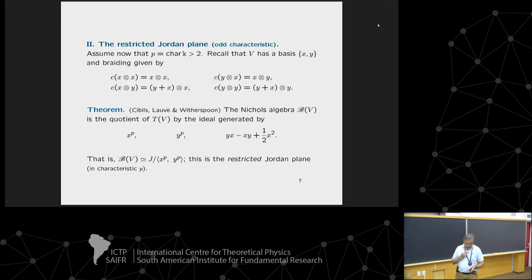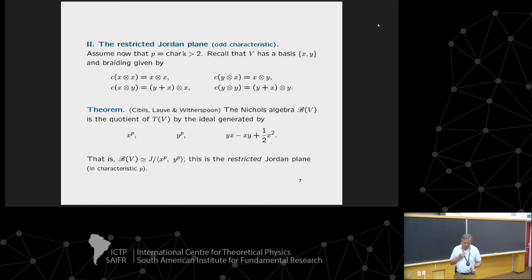So let us start with the Jordan plane in odd characteristic. So what I want to do is to define the Drinfeld double of the Jordan plane. So I start with the Drinfeld double of the restricted Jordan plane. What is the restricted Jordan plane? Assume that the characteristic of K, P, is odd. Recall that our V has a basis X and Y with the braiding given by these formulas.